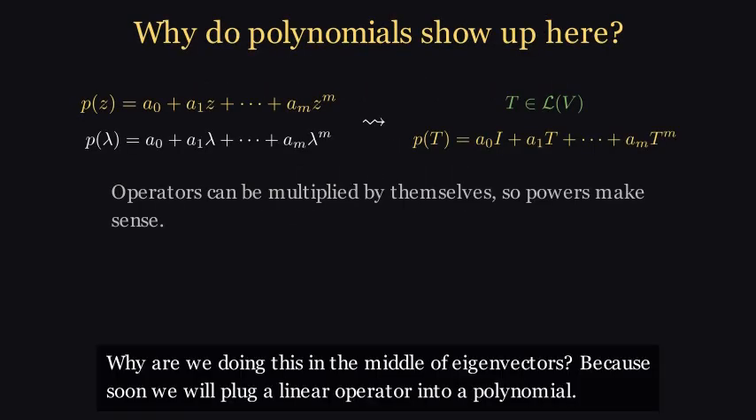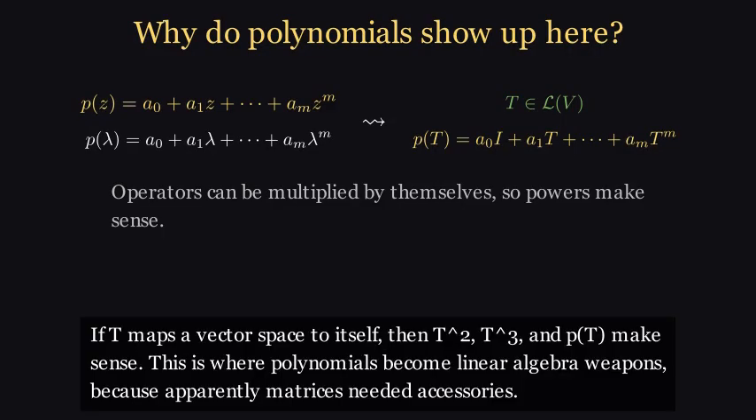Why are we doing this in the middle of eigenvectors? Because soon we will plug a linear operator into a polynomial. If T maps a vector space to itself, then T squared, T cubed, and p of T makes sense. This is where polynomials become linear algebra weapons. Because apparently matrices needed accessories.